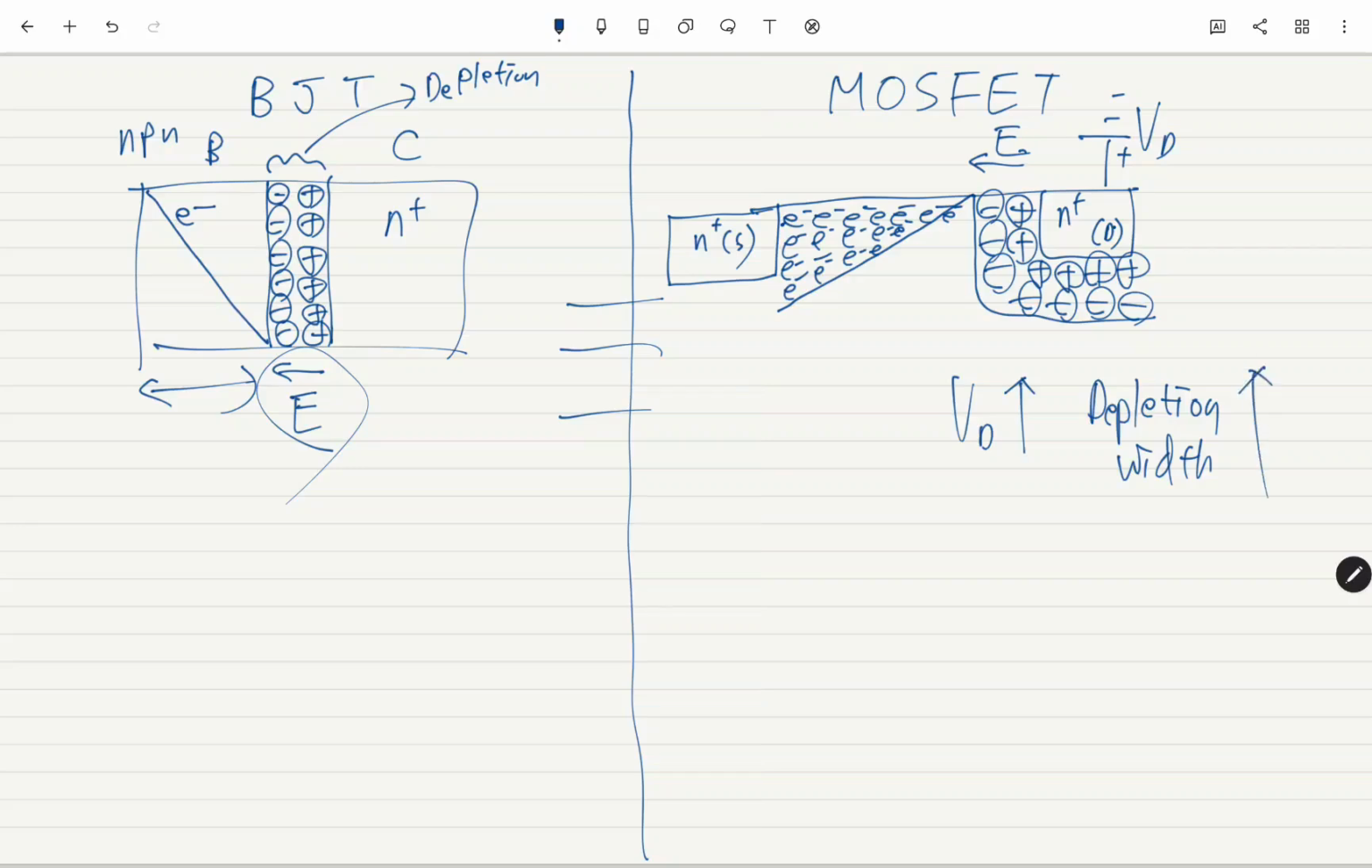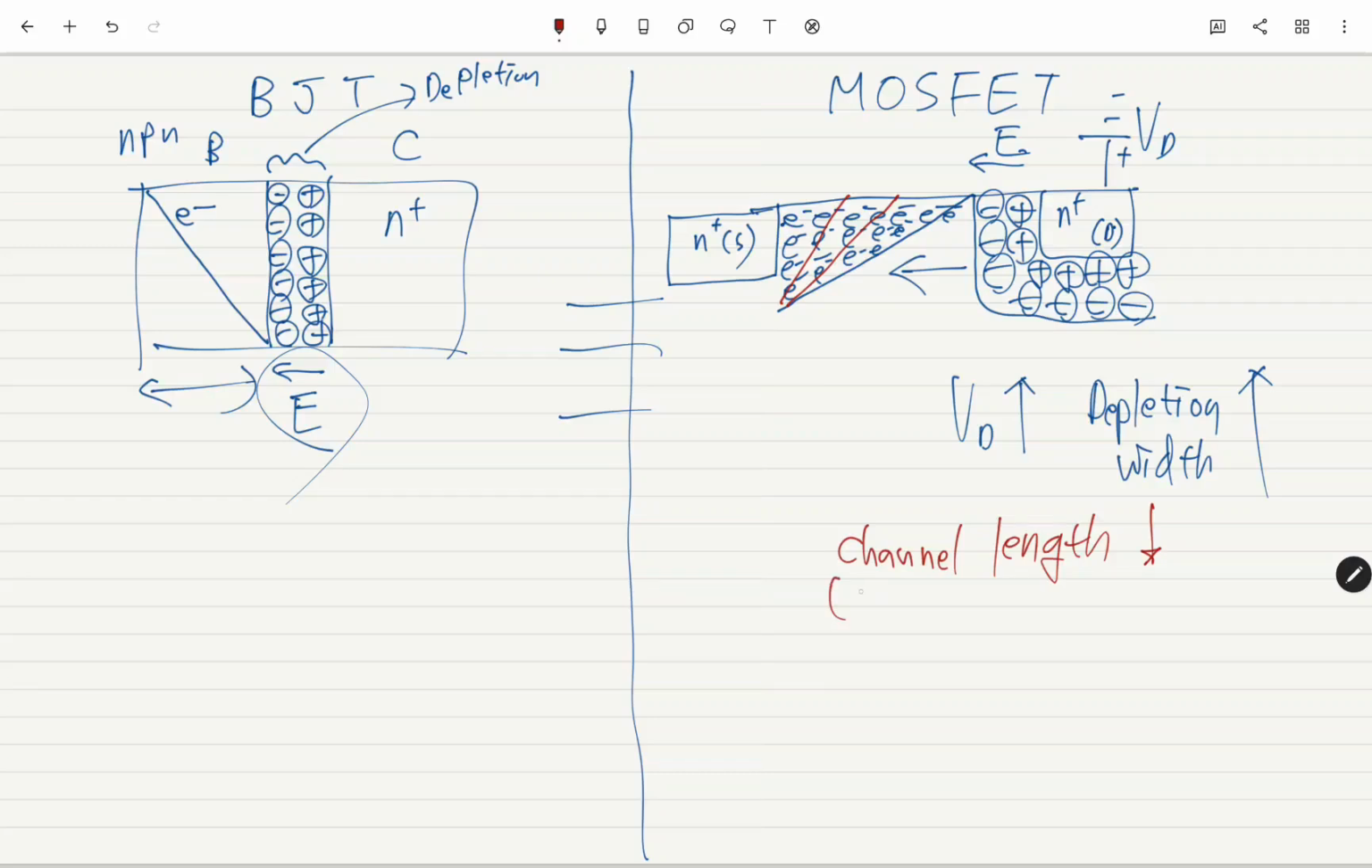Increases. So it pushes the electron concentration profile towards the source side, right? Towards the source side. So as VD increases, the channel becomes shorter and shorter. Okay? The channel length becomes shorter and shorter.